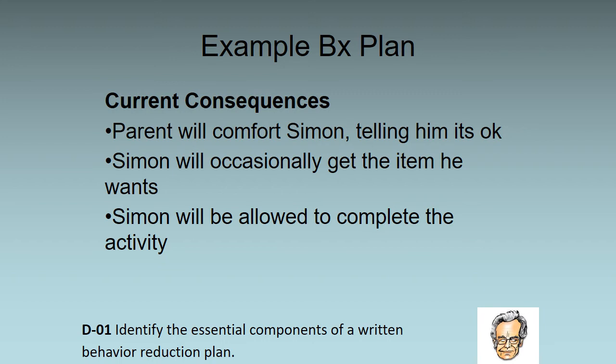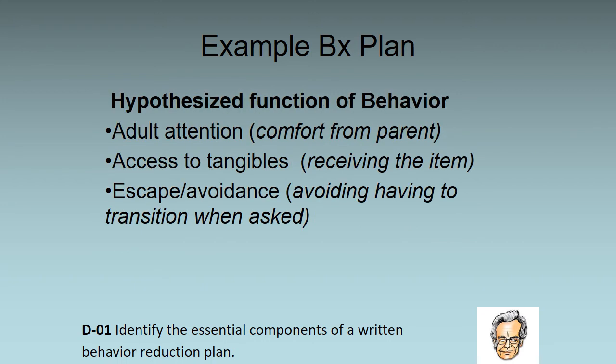It is important to know the function of the behaviors because the next section is what we're going to do instead, and to allow the person access in a more appropriate manner. Before we do that though, we have to look at what the hypothesized function of behavior is. So here, like I alluded to earlier: adult attention, comfort from the parent; access to tangibles, receiving the item; and escape or avoidance, avoiding having to transition when asked.